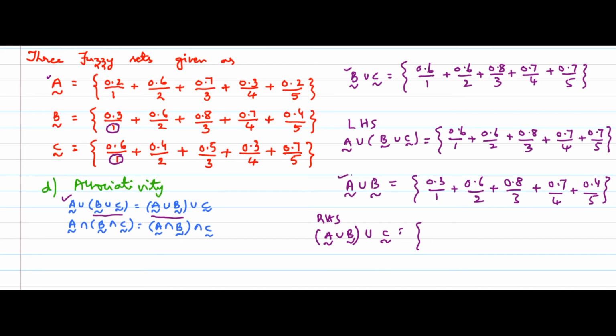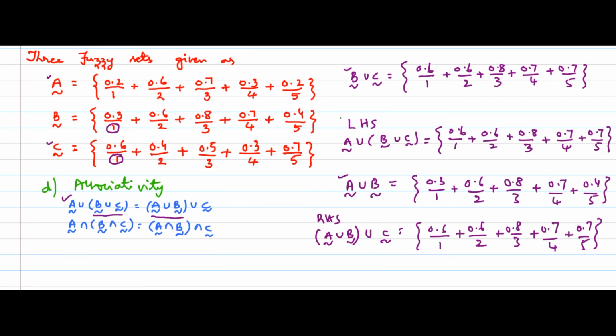This is A union B and this is C. So identify the maximum out of them corresponding to each x value. For x equal to 1, the maximum value is 0.6, and for 2 it is 0.6, for 3 it is 0.8, for 4 it is 0.7 again, for 5 also 0.7. That's all.